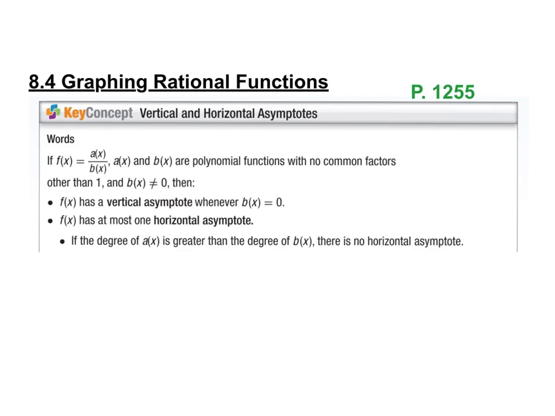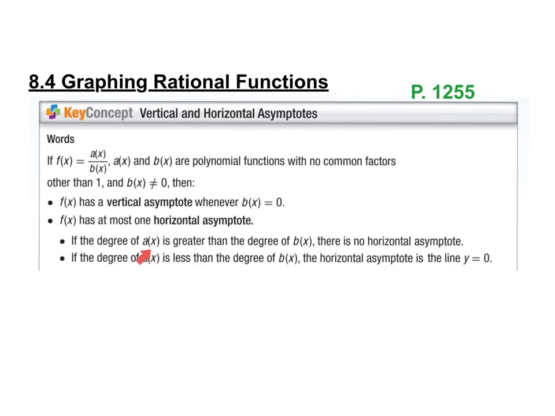Degree is the highest power on the variable. So if the numerator's degree is bigger than the denominator's degree, there is no horizontal asymptote. And we're going to look at some examples here in a second. That's the first part. Next part.